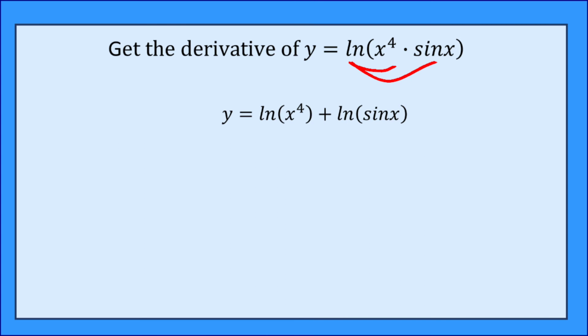And then again we can apply another property here. So what do you think? This exponent 4, that's right. We can move it to the beginning of our natural logarithm and use it as our constant. So we got y is equal to 4 times ln of x plus ln of sine x. And there you go. We are going to start now differentiating this equation.